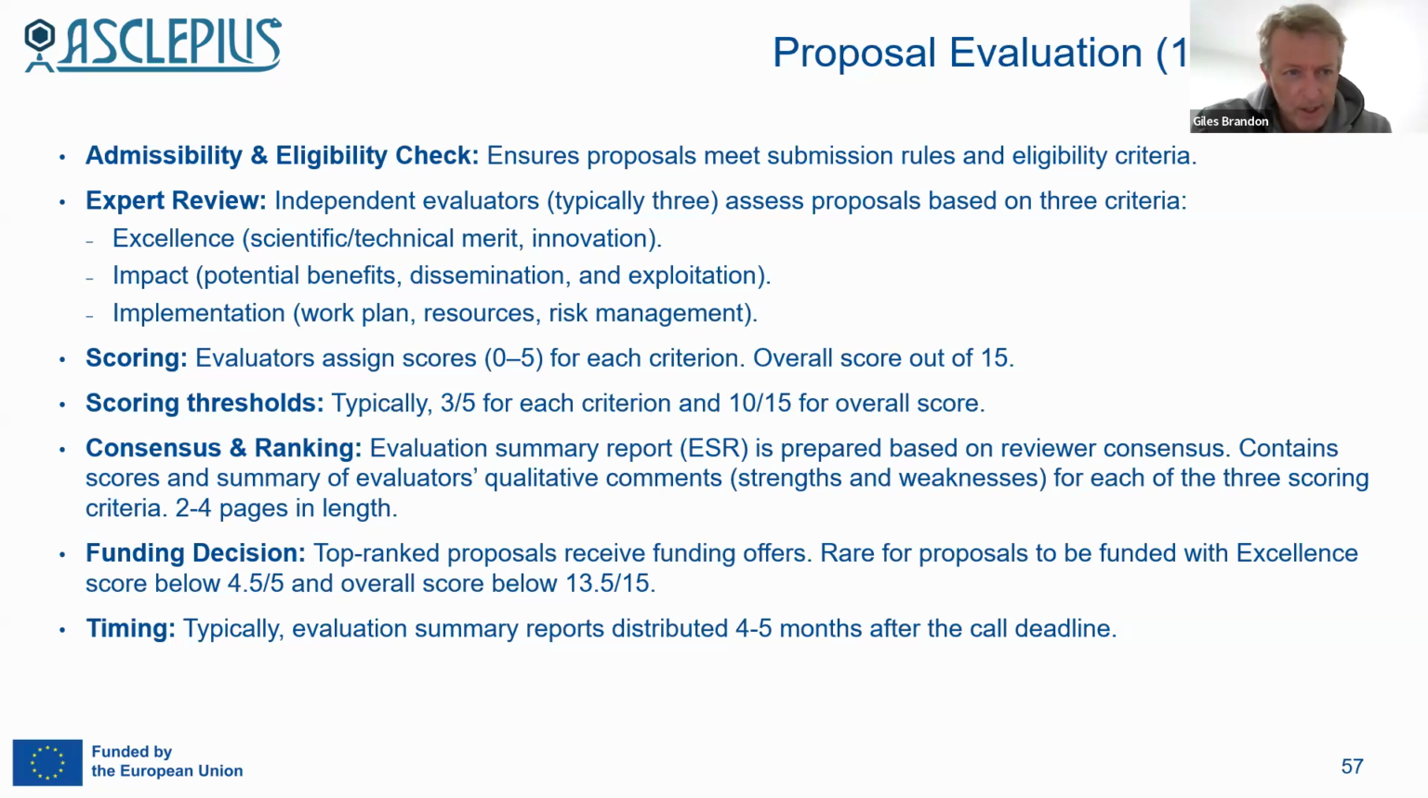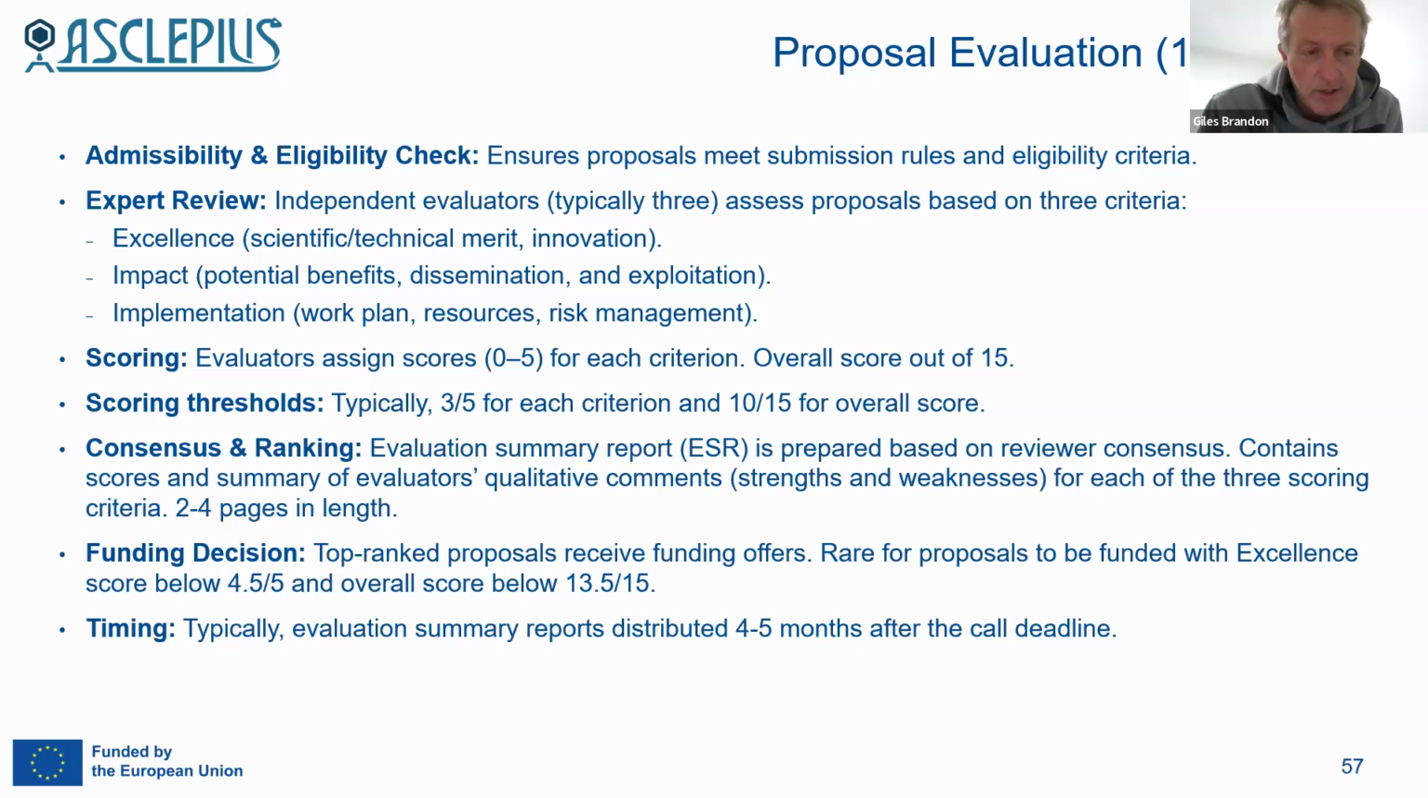Assuming your proposal passes this admissibility and eligibility check, it then gets distributed for expert review. With the expert review, there'll be independent evaluators, usually 3 of them, sometimes more. They will go through and assess your proposal on 3 criteria, and the 3 criteria essentially map to the sections of your Part B. So they'll assess excellence, impact, and implementation. They will score each of those sections out of 5, so the overall theoretical maximum score is 15.